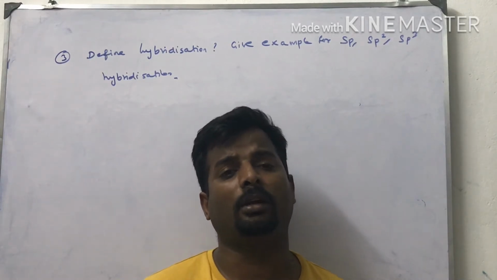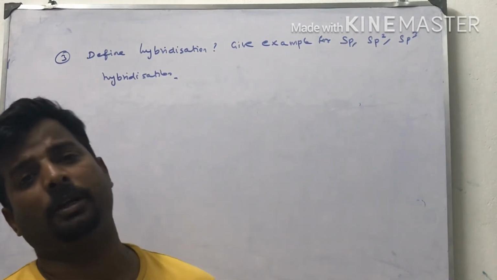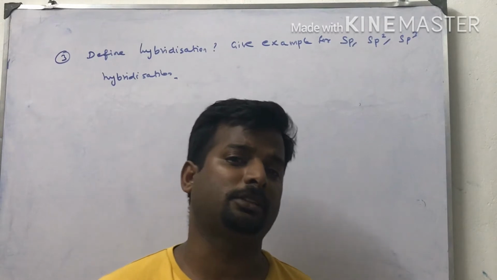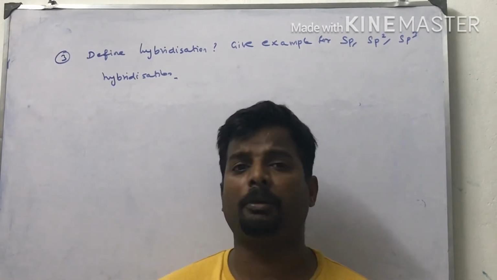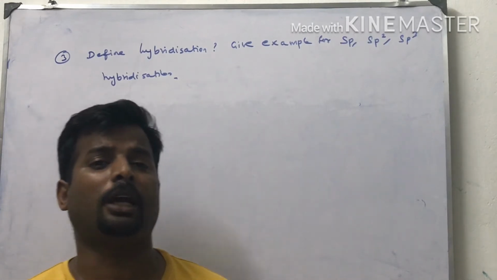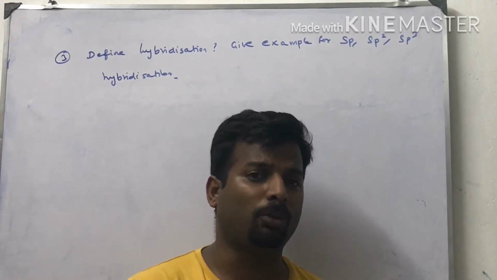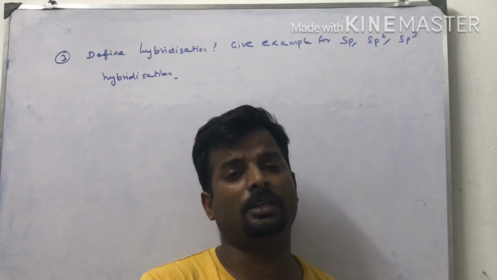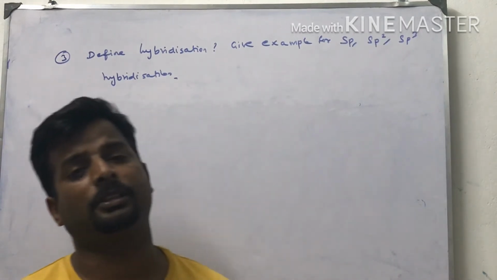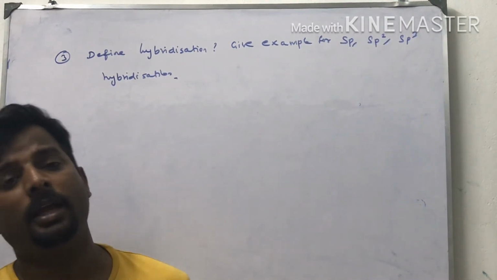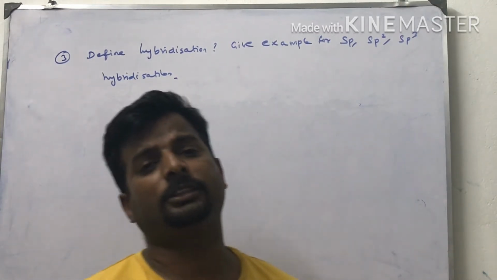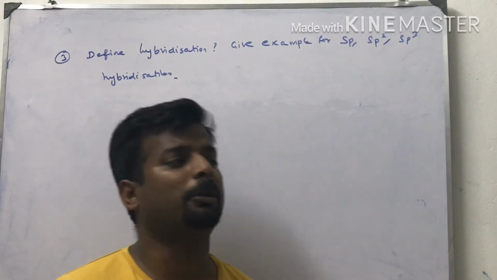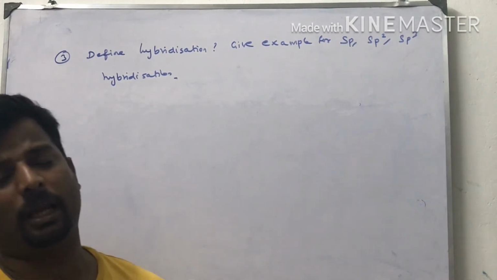Now I am going to tell you about what is sp hybridization, sp2 and sp3 hybridization. sp means equal amounts of s orbital and p orbitals intermixing to form sp hybrid orbitals. sp2 means 33% of s orbital and the remaining percentage of p orbital combined to form sp2 hybridized orbitals. sp3 means 25% of s orbital and 75% of p orbital combined to form sp3 hybrid orbitals.